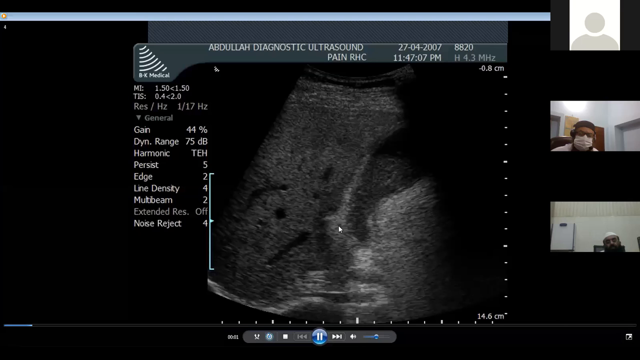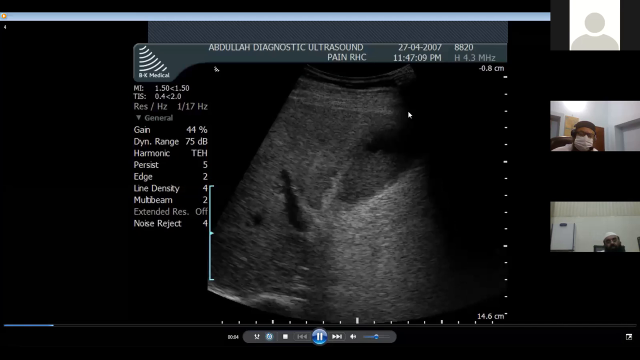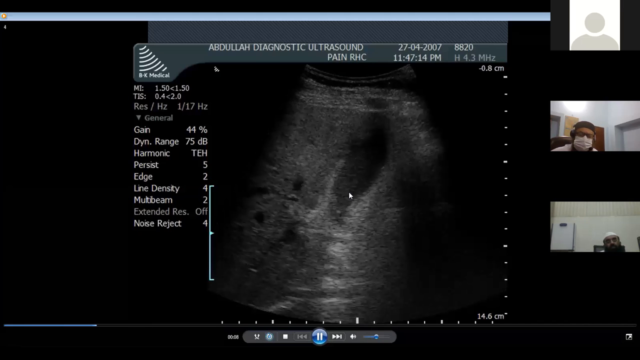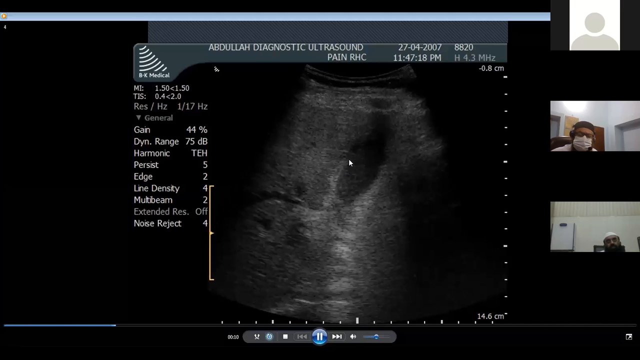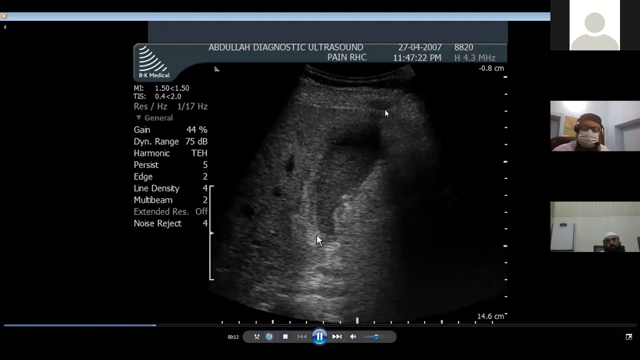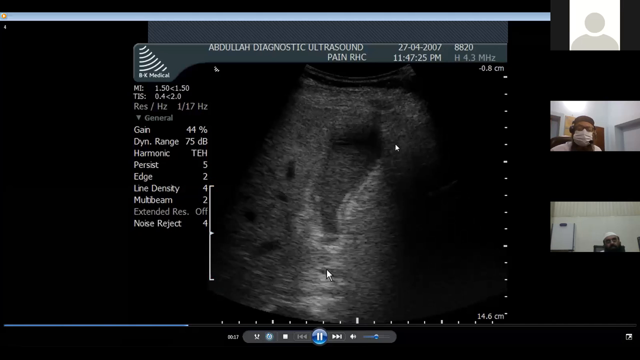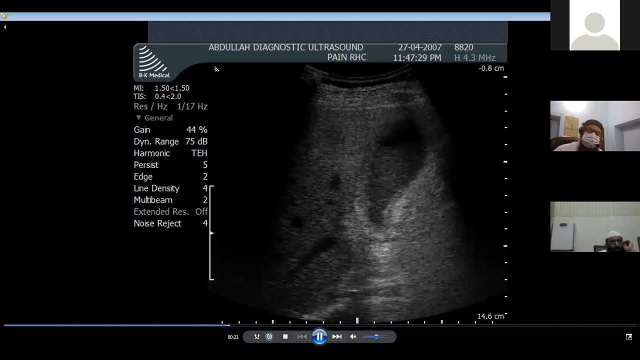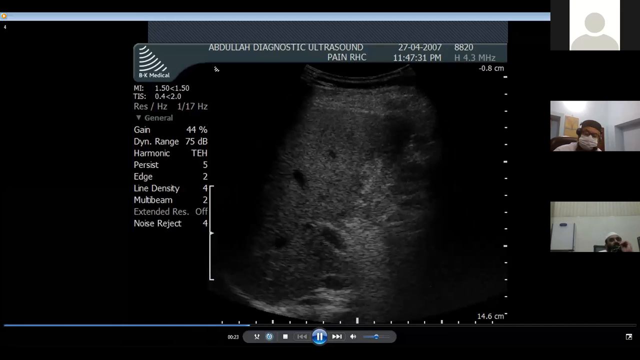So in acute cholecystitis, patient present with acute abdomen, we will see gallbladder full of pus. There you see debris particles inside, and we will invariably find the wall of the gallbladder markedly edematous.